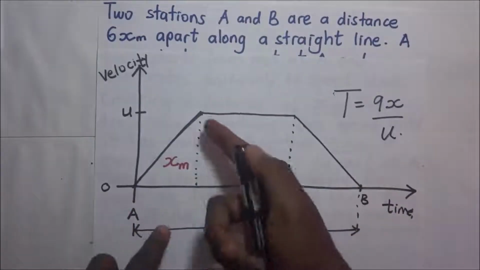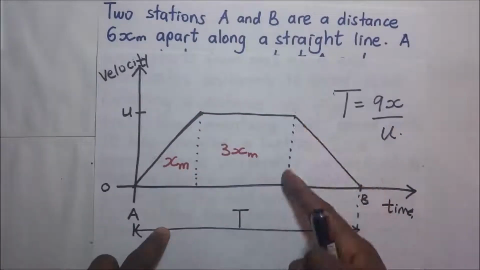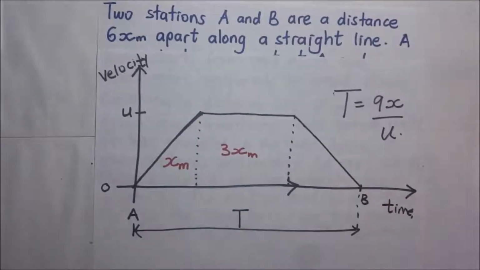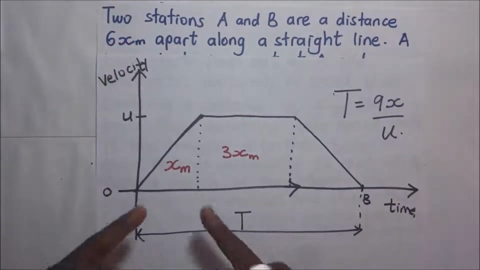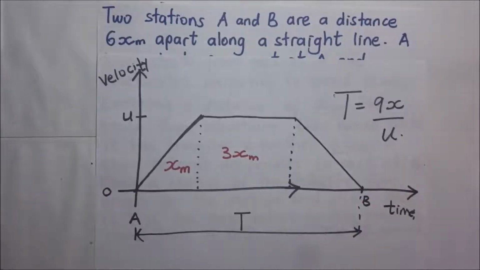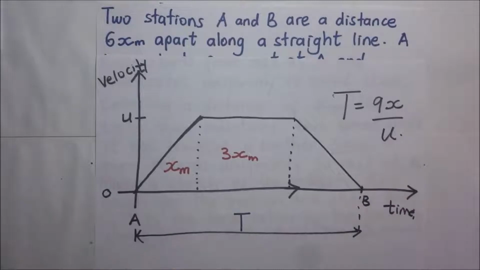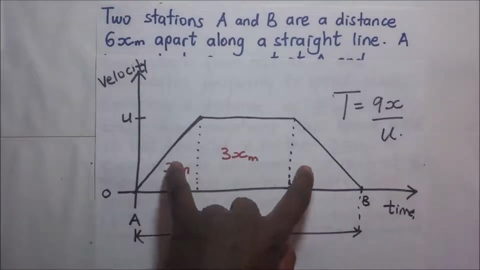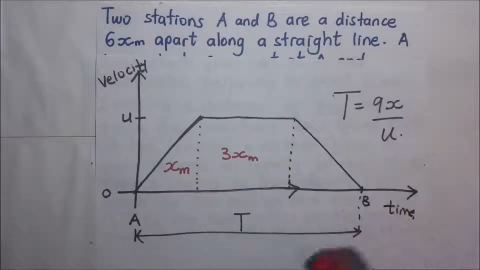Meaning that if we get the area of this portion plus the area of that portion plus the area of this portion, we are destined to get 6x, because that is the total distance covered from this point to that point. So it means that if we are to say the total distance covered between A and B is going to be equal to the total area under this, we are able to try and get to this expression.